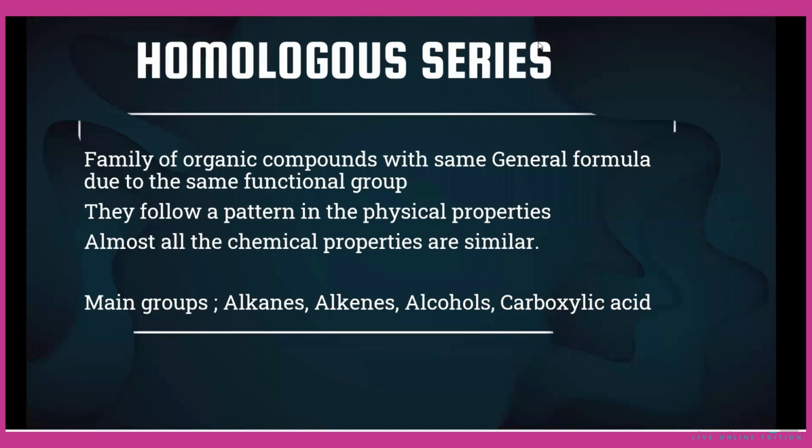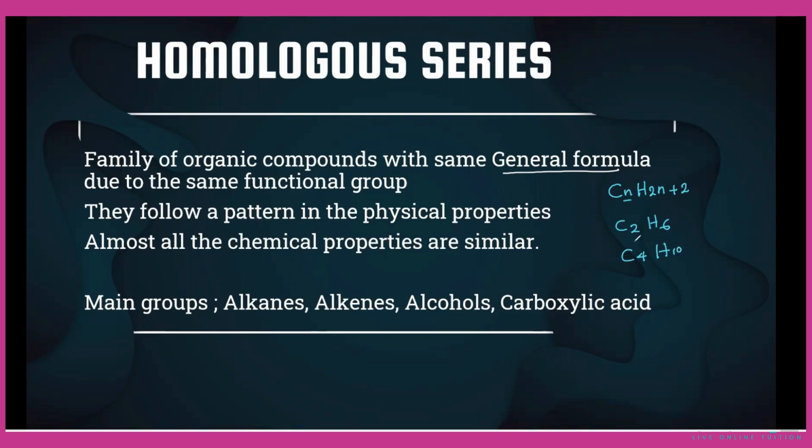Homologous series. A homologous series is a family of organic compounds with the same general formula due to the same functional group that they possess. So when I say same general formula, if the general formula is CnH2n+2, then of course the molecule can have the formula C2H6. Another molecule can have the formula C4H10.